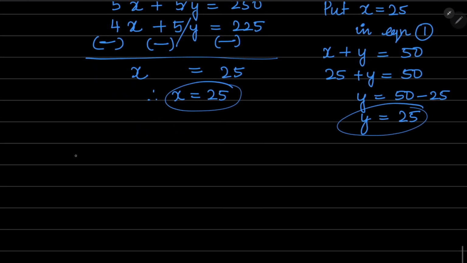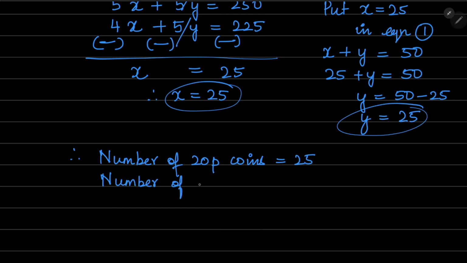Therefore, you should write the final step as, therefore, the number of 20 paise coins is equal to 25 and the number of 25 paise coins is also equal to 25, and that's your final answer.